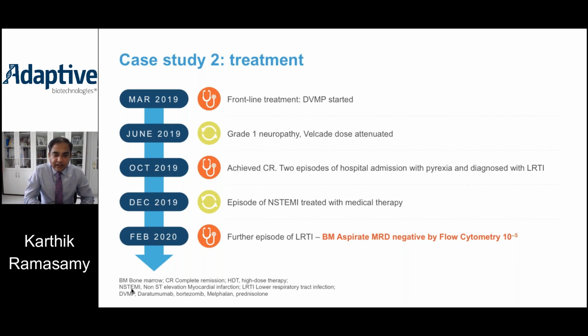So we now have a man who's aged a year further. He's now 84. He's had at least 3 hospital admissions with lower respiratory tract infection and 1 further episode of a cardiac event. He's completed the DVMP combination.